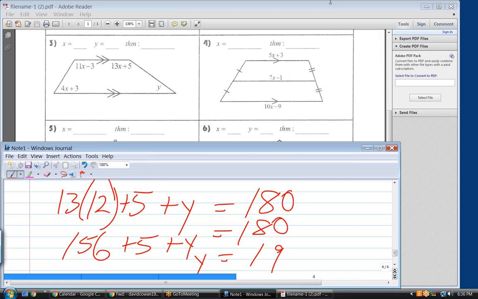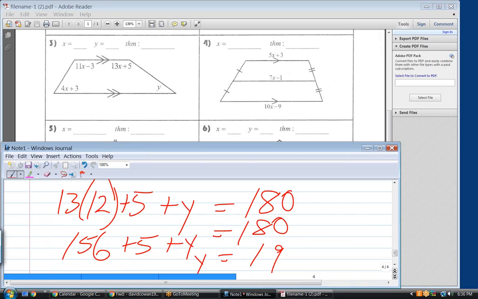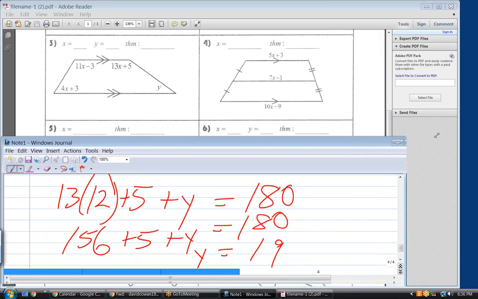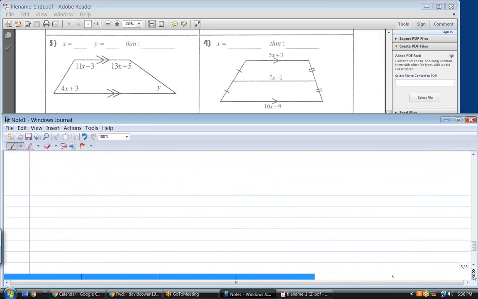Cool. Okay, let's look at number 4. Let me make a little bit more room here. Let's see. What theorem is going to be at play in number 4? First of all, what kind of figure is this? That's a trapezoid.